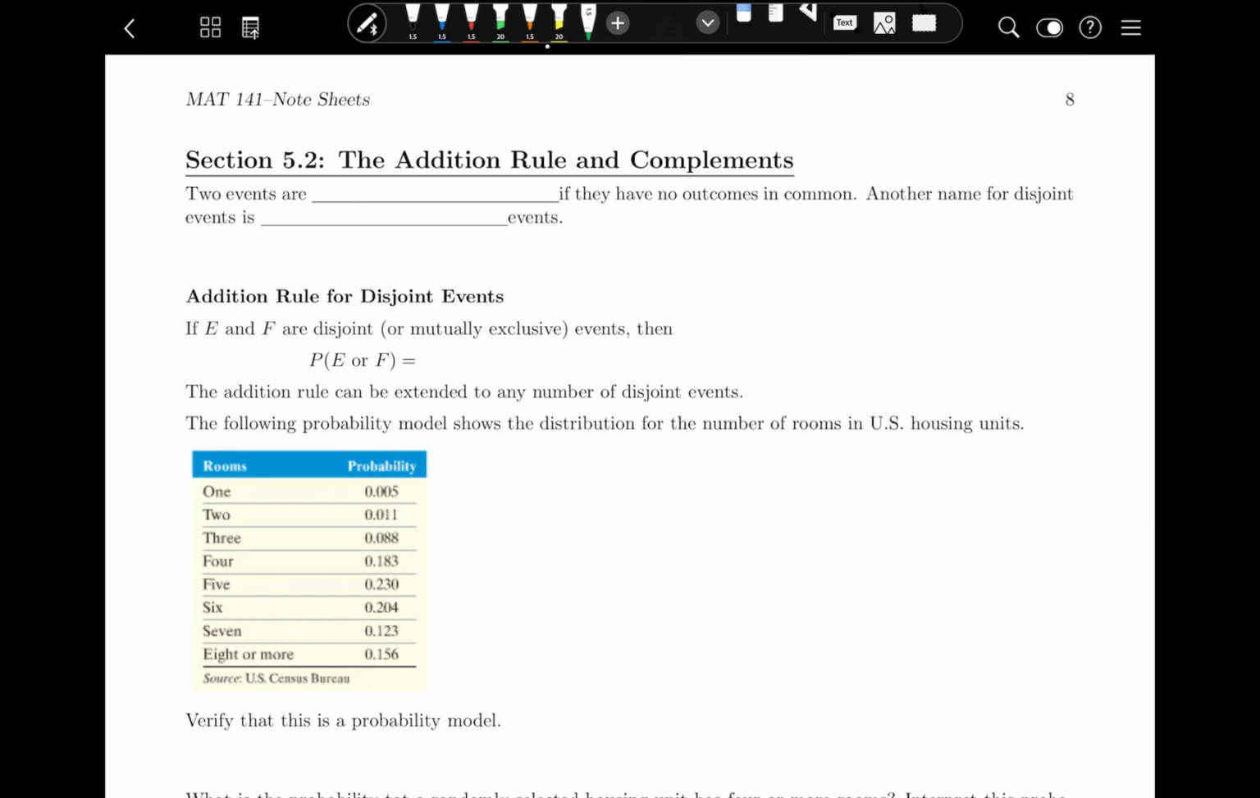Two events are disjoint if they have no outcomes in common. Another name for disjoint events is mutually exclusive. Now we can use Venn diagrams to look at what probability events look like.